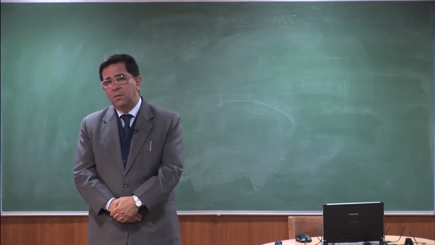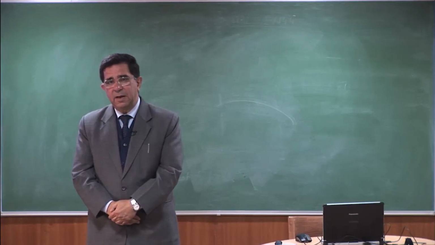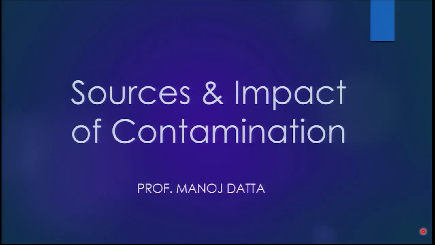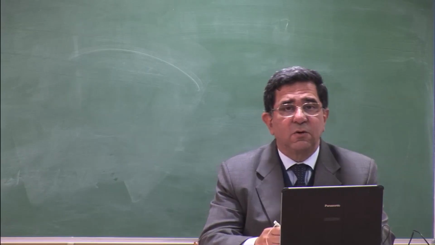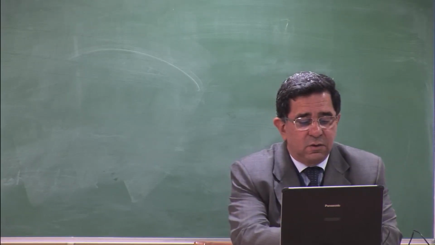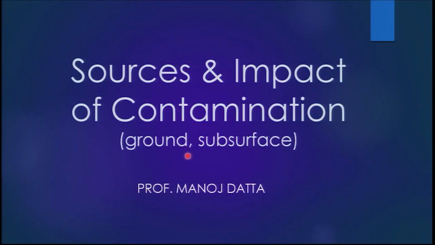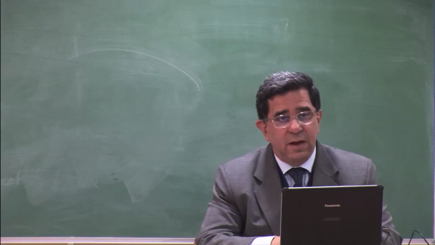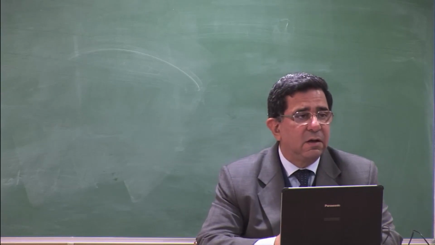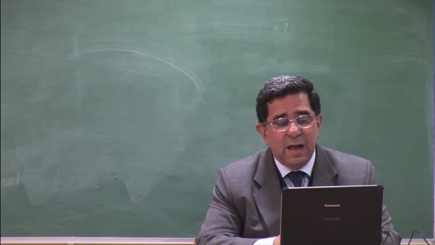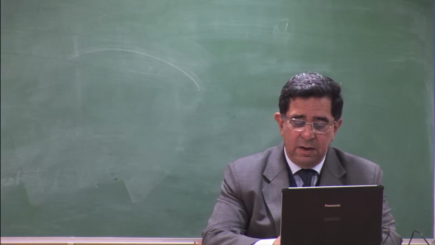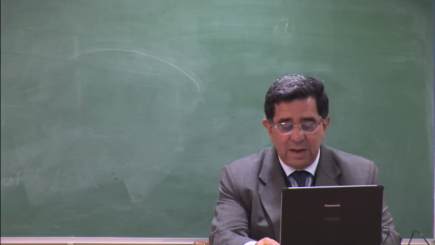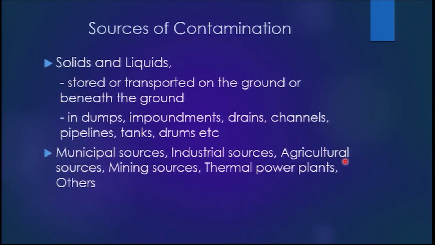So taking off from where we ended last time, today let us look at sources and impact of contamination. When I talk of sources of and impact of contamination, do remember that I am talking of contamination on the ground and subsurface contamination. I am not discussing here contamination of water, contamination of air, which is what is traditionally done by the environmental engineers. So we look at what happens to contamination on the ground and contamination in the subsurface environment.